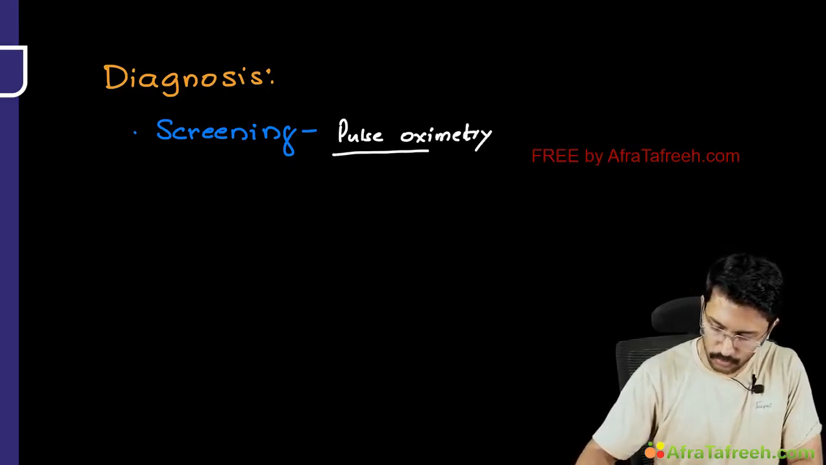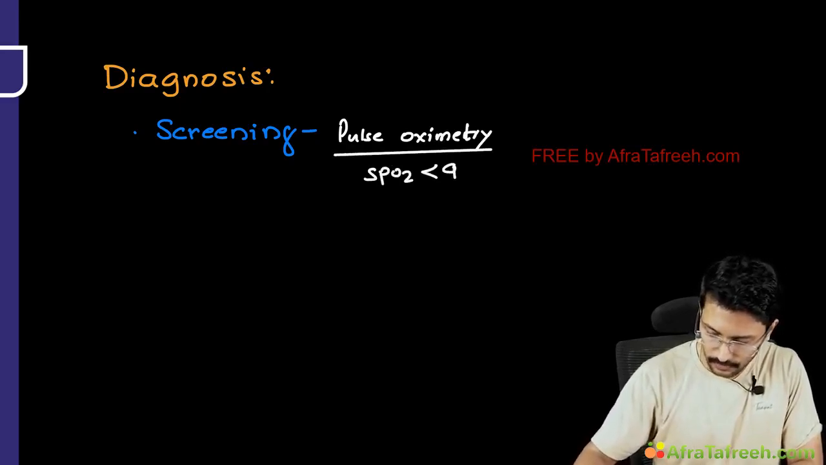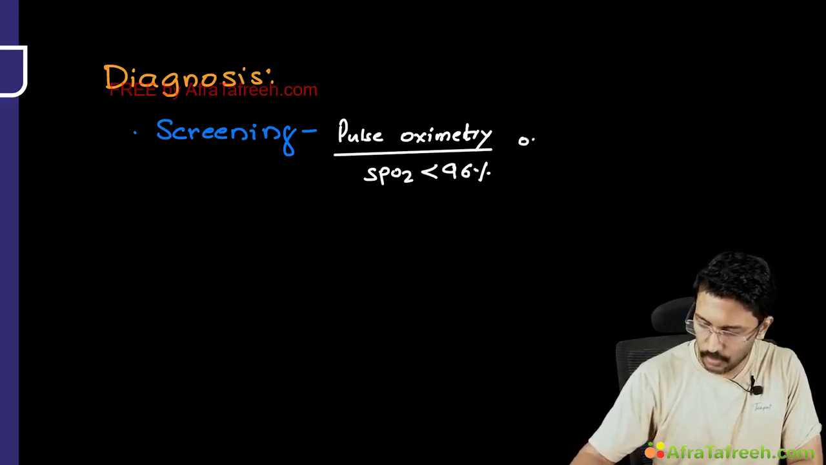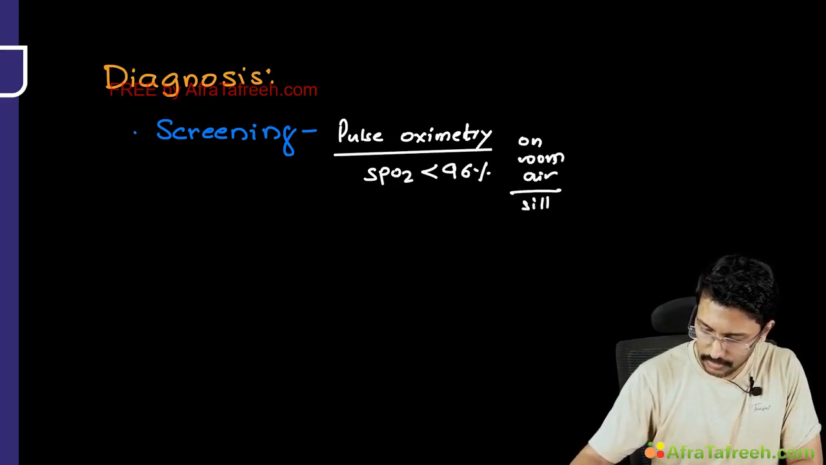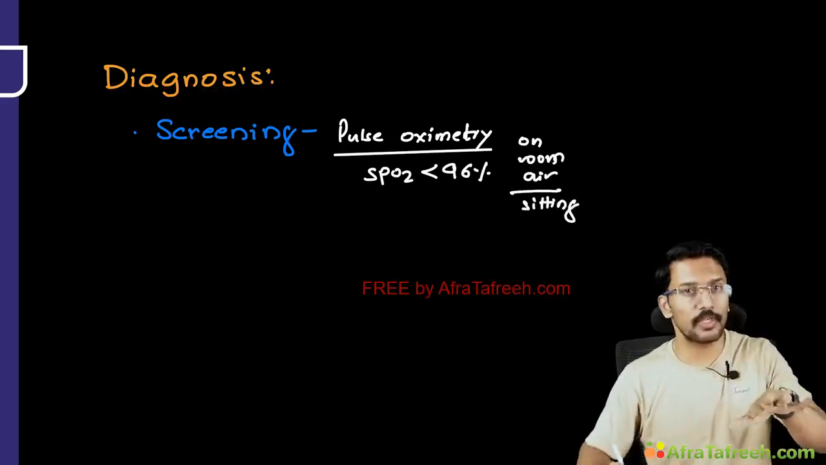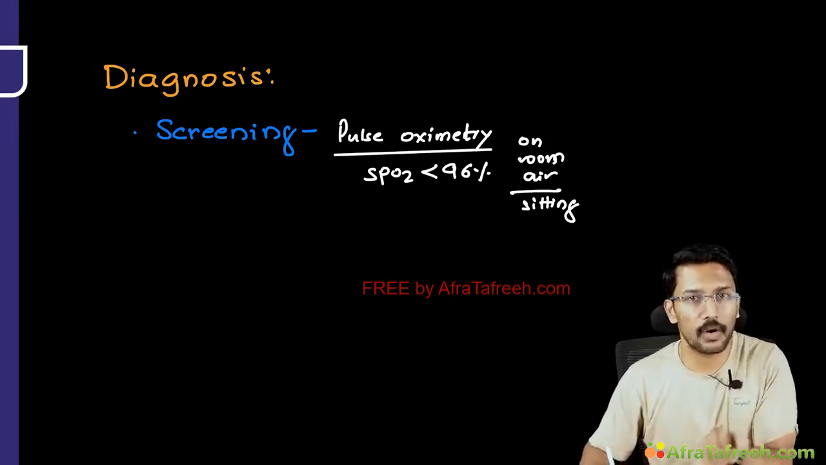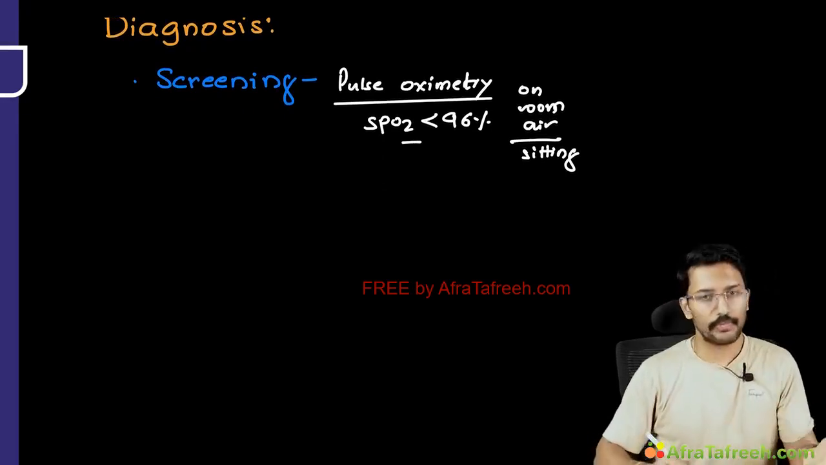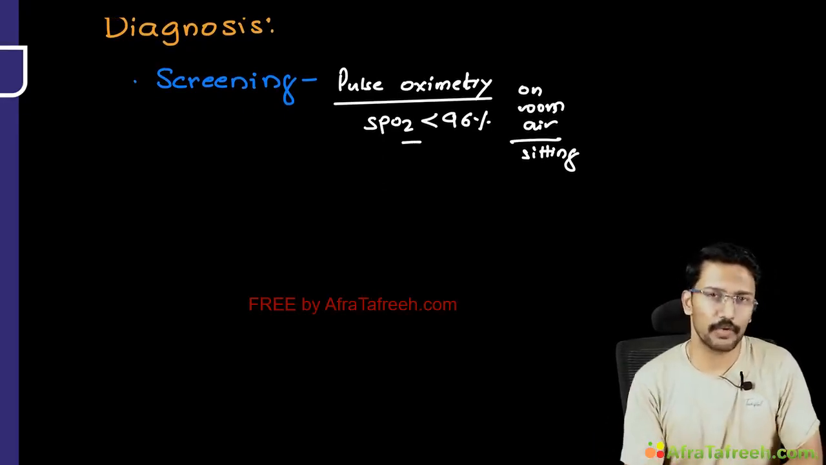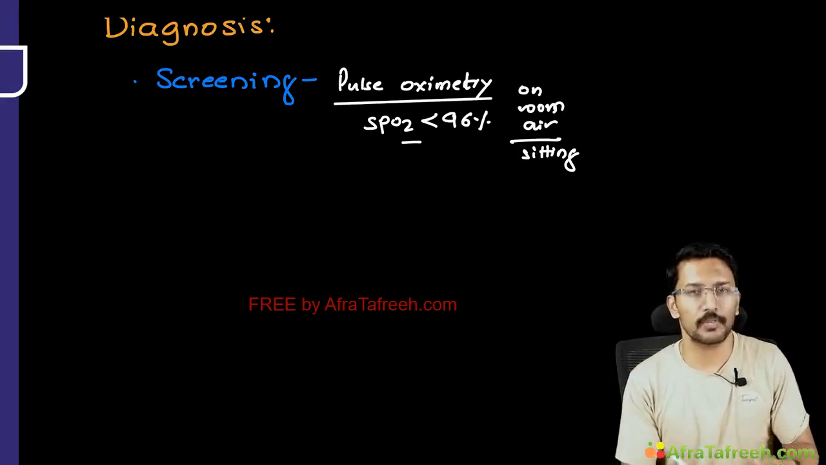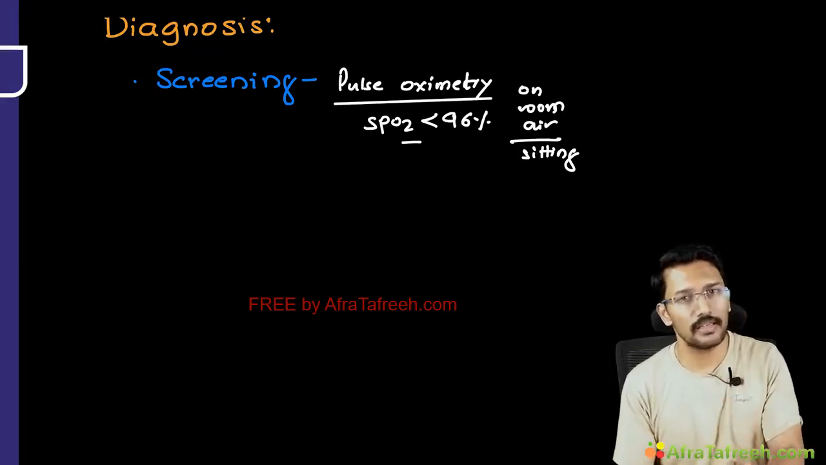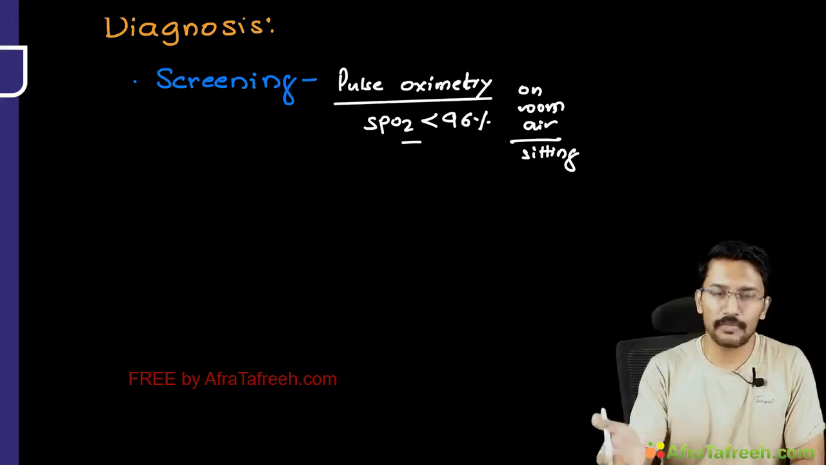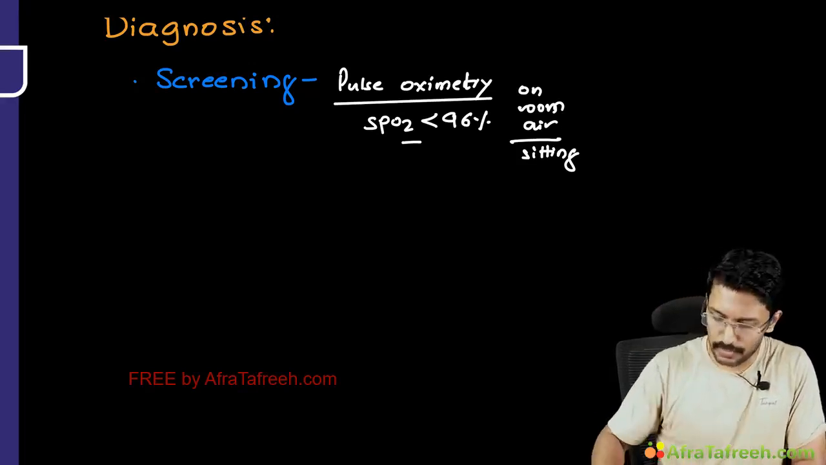And when SpO2 is less than 96%, obviously on room air, with the patient in a sitting position, because in the recumbent position the symptoms may not be there, hypoxia may not be evident, right? Now, whenever you have a patient with CLD who is having some degree of dyspnea and his SpO2 is less than 96% in sitting posture, you can say the screening test for hepatopulmonary syndrome is positive and we need to go for definitive or confirmatory tests, right?